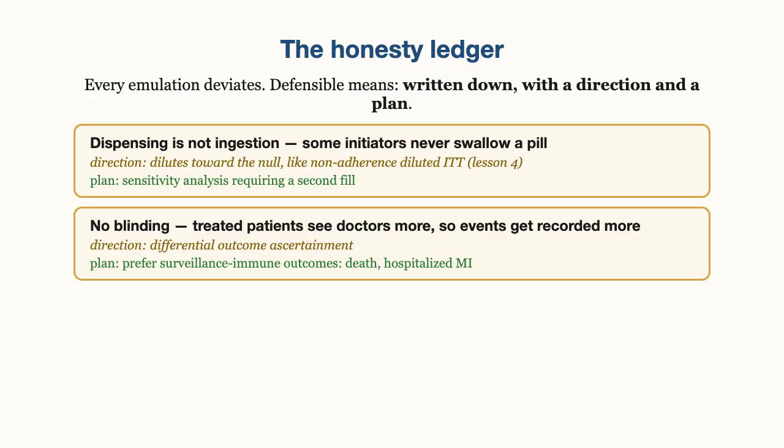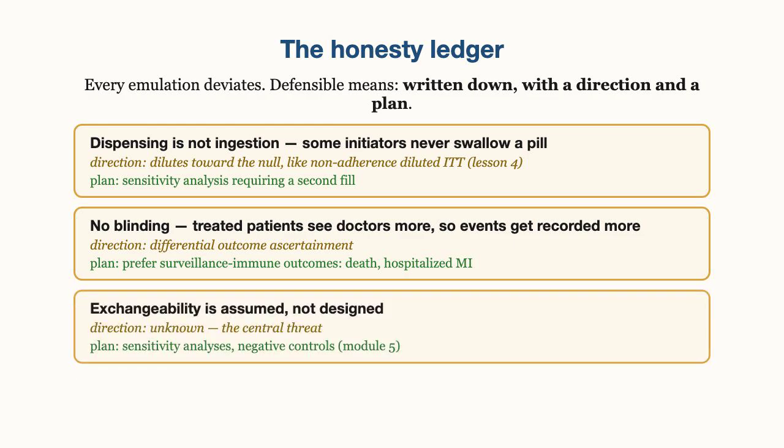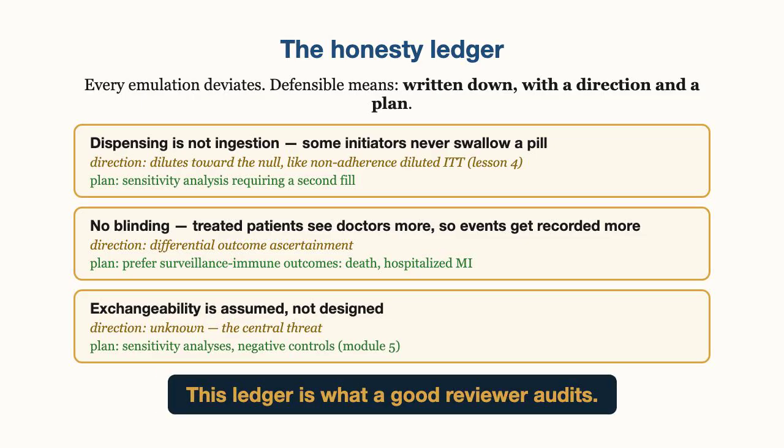No blinding. Treated patients see doctors more often, so their events get recorded more often. Plan: prefer outcomes immune to surveillance, like death or a hospitalized heart attack. And the big one: exchangeability is assumed, not designed. Direction, unknown. This honesty ledger is what a good reviewer audits.